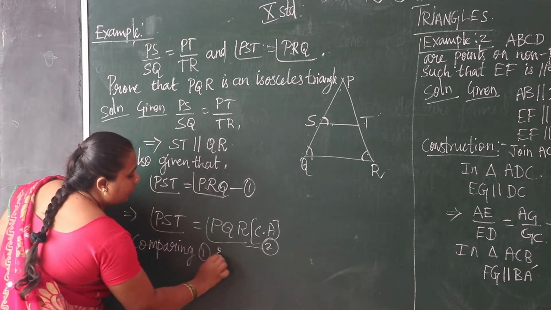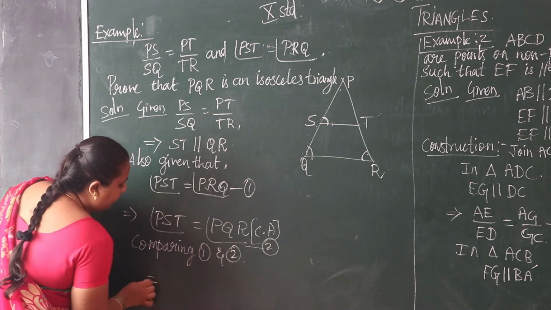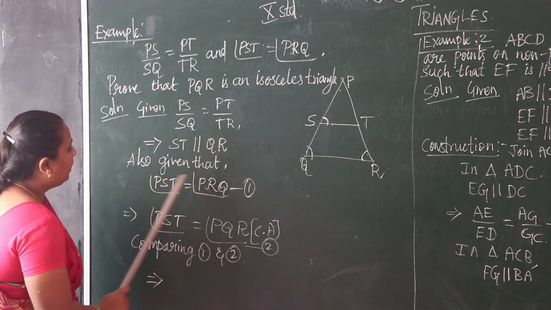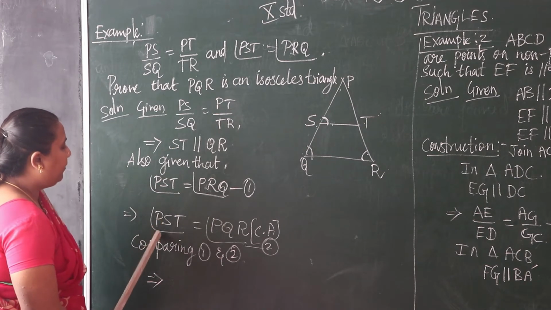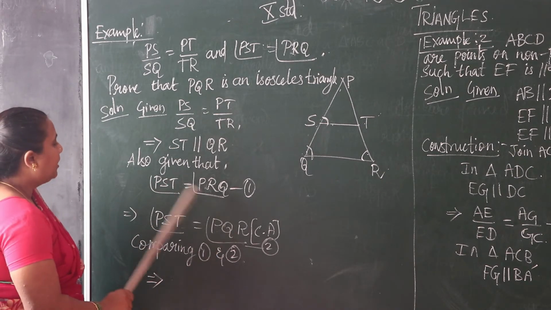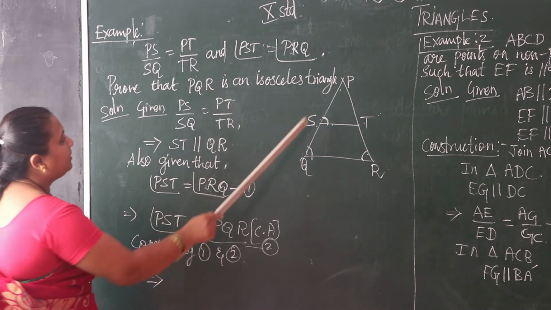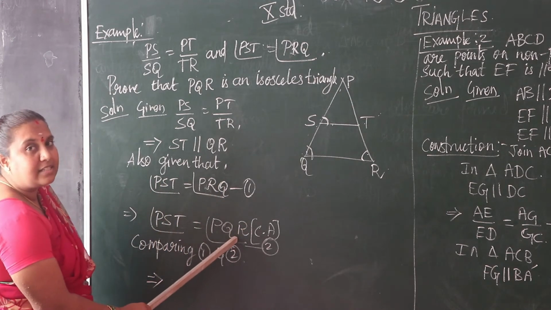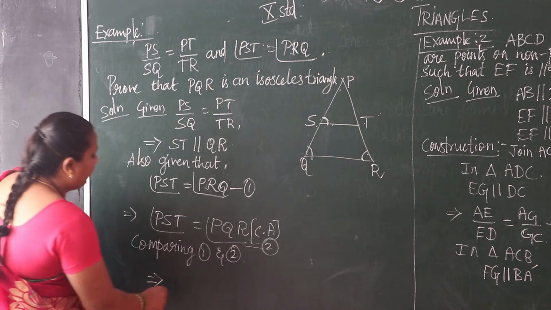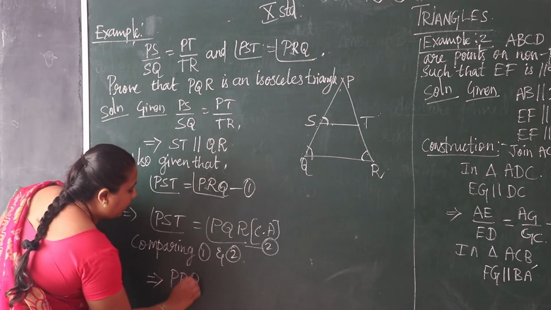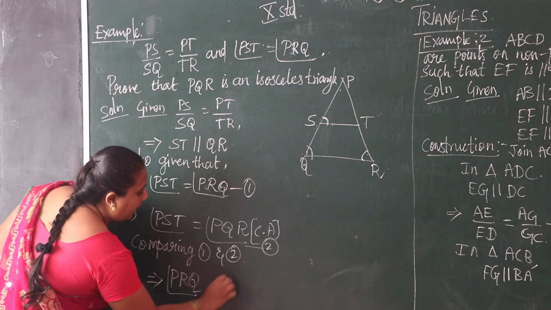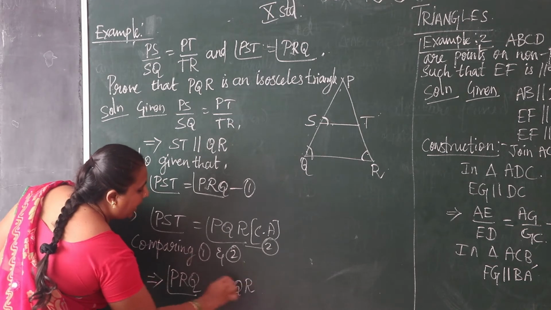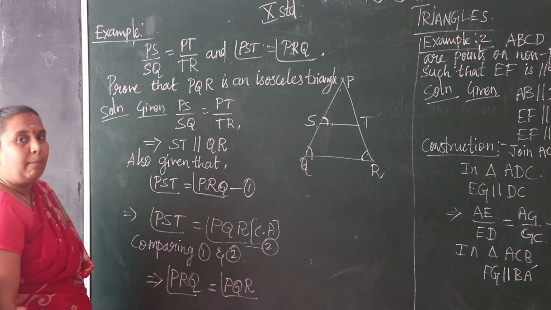From 1 and 2, we can say PST equals PRQ, and the same PST equals PQR. So PST equals PST. The left hand sides of the two equations are equal, which means we can say the right hand sides are also equal. So angle PRQ equals angle PQR.